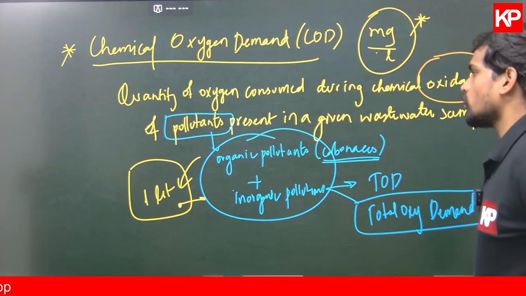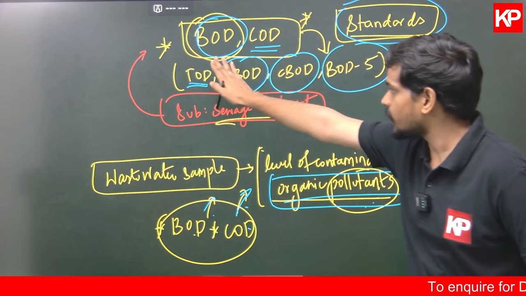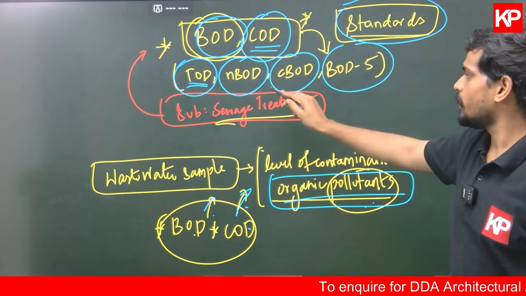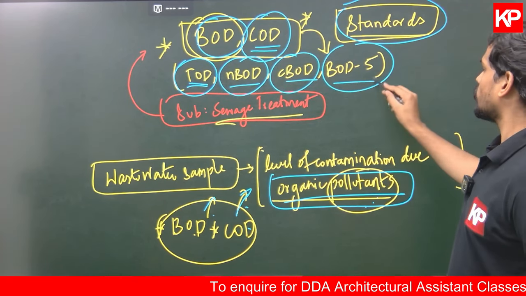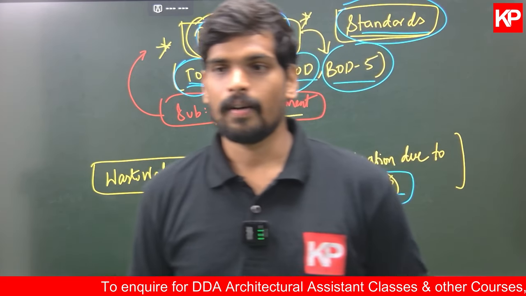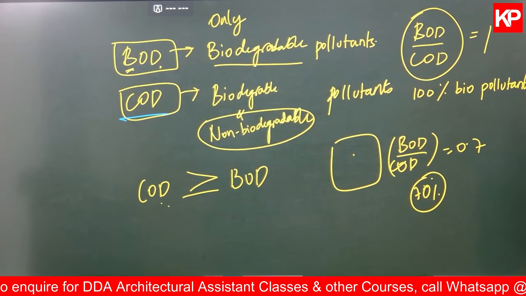So that's the overall summary of the lecture. If you remember, we discussed BOD in detail, and we also discussed COD, total oxygen demand TOD, and that there are two types of BOD, nitrogenous and carbonaceous. We also discussed BOD5 and the standards involved. So let us discuss some practice questions and we'll end the session with it. I hope the points are clear to you.